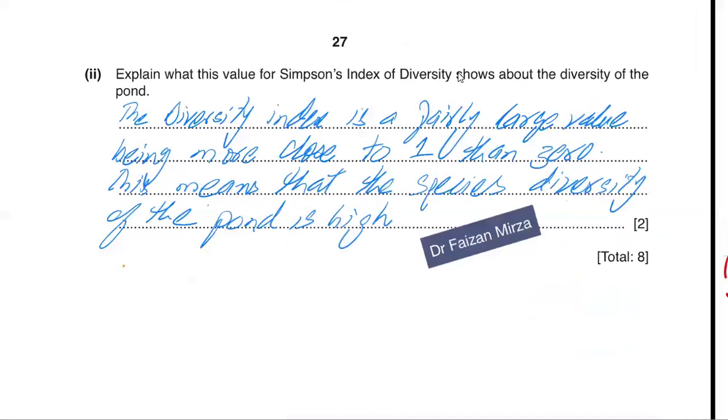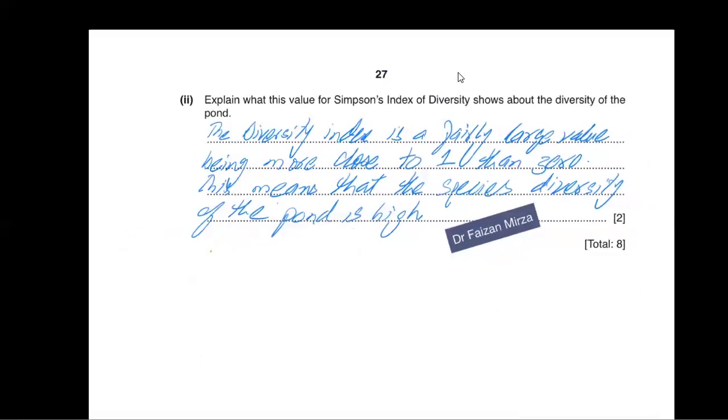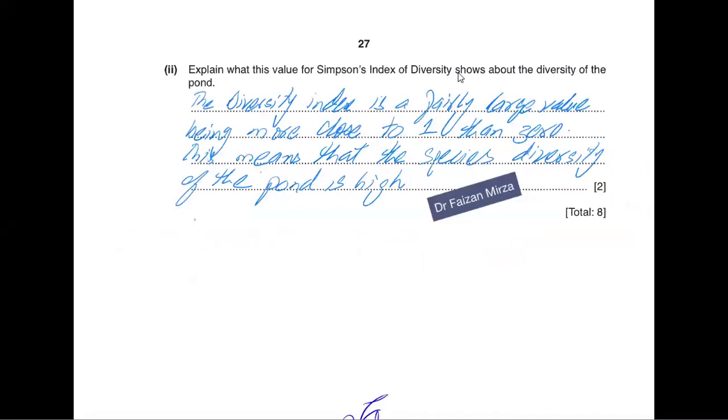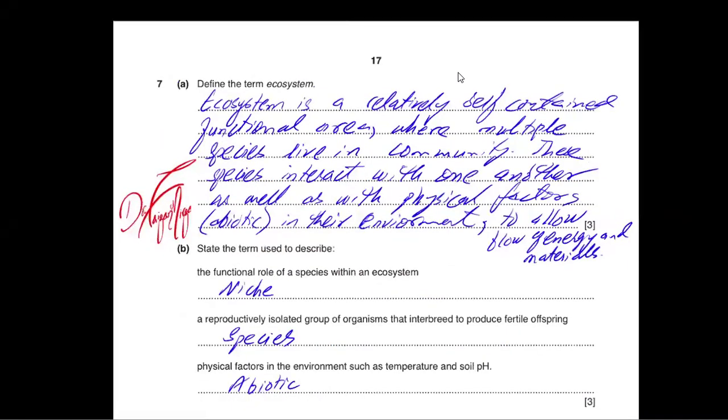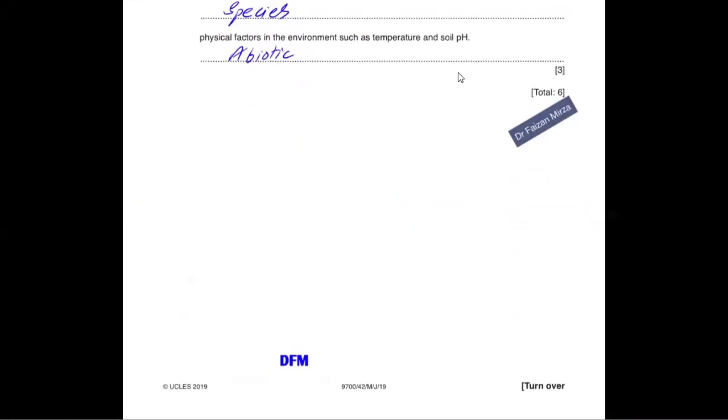Explain what the value of the Simpson index of diversity shows about the diversity of the pond. The diversity index is fairly large because the value is closer to 1 than to 0. This means that the species diversity of the pond is high. So that's a simplistic calculation. You just need to divide the values accordingly, and you shouldn't get confused with how they are actually being asked. So let's move on.